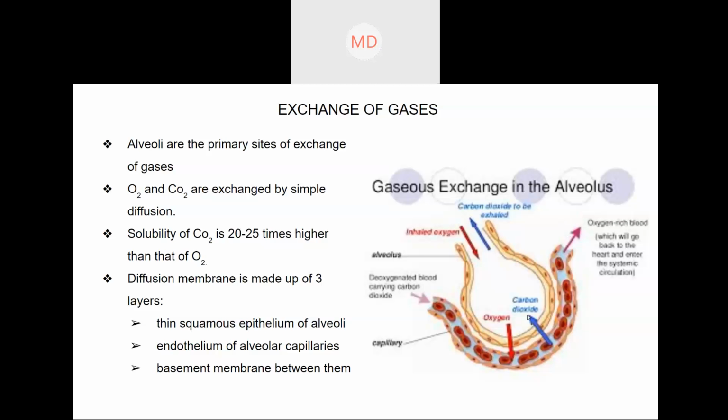Okay, one more thing, here it is given like solubility of carbon dioxide is 20 to 25 times higher than that of oxygen. So it means that carbon dioxide will diffuse fast, okay, than that of oxygen. Carbon dioxide will diffuse faster. So this carbon dioxide, it will diffuse faster, means it will come inside the alveoli at a little faster pace than that of this oxygen which goes outside.